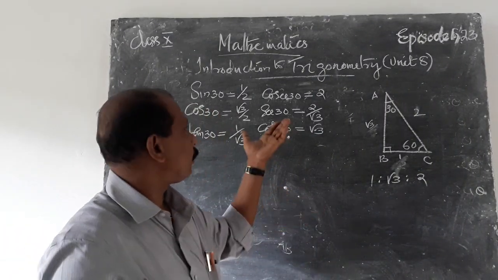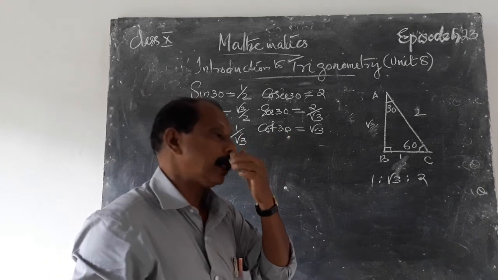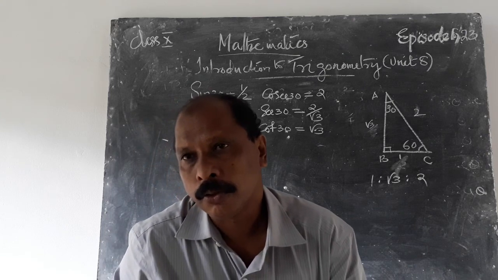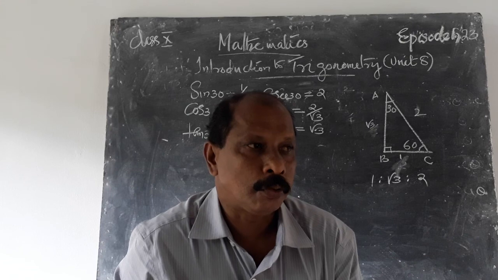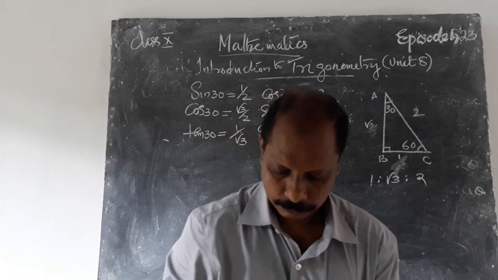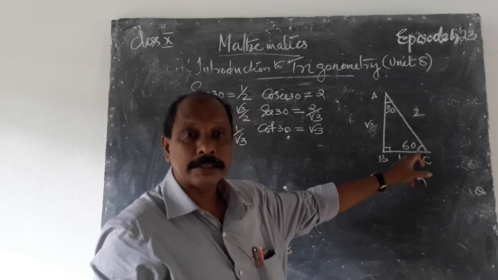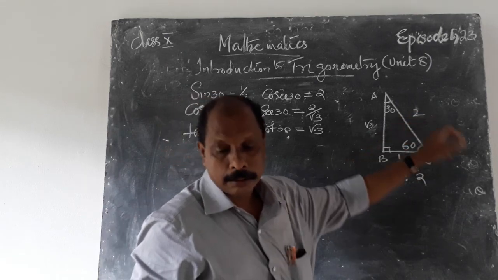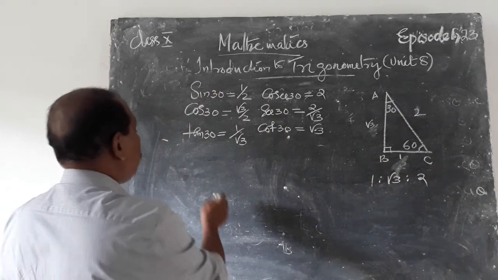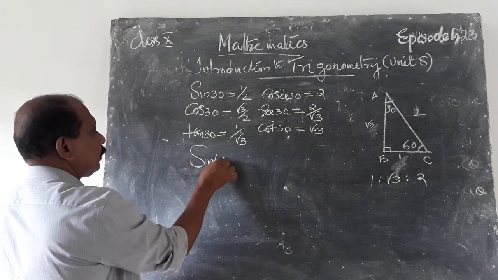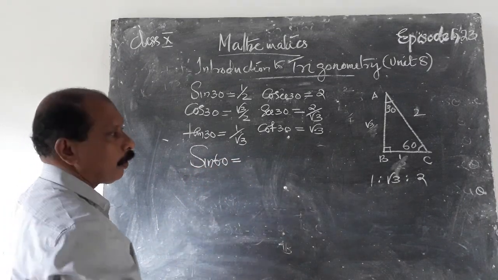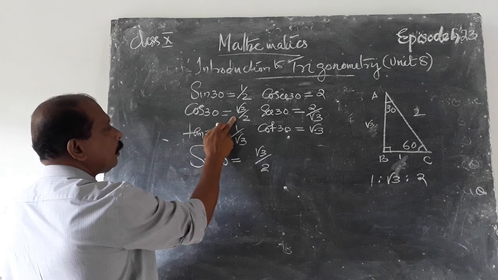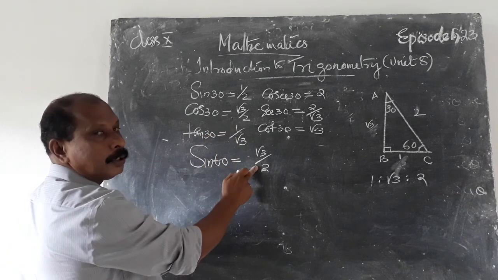Therefore, for 30 degree we get 6 results. Sin 30 1 by 2, cos 30 root 3 by 2, tan 30 1 by root 3, cosec 30 2, sec 30 2 by root 3 and cot 30 root 3. Then let us consider the angle at C is 60, therefore the opposite side AB is root 3, adjacent side is 1 and hypotenuse is 2. Therefore, sin 60 is opposite side by hypotenuse. That means cos 30 is root 3 by 2, sin 60 is root 3 by 2.